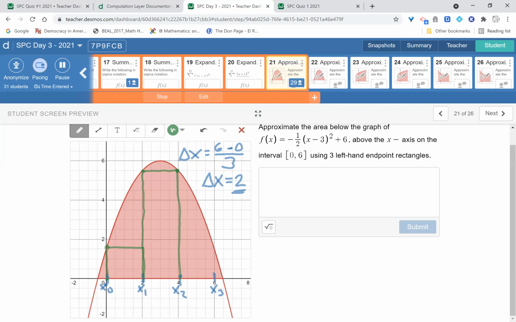Then I'm going to go to my next subinterval from x sub 2 to x sub 3, and go to the left-hand endpoint, x sub 2. I'm going to trace it up, and it happens to be at the same height. That's okay. I'm going to draw this over to the right until I hit the next endpoint, which is x sub 3, and then I'll complete my rectangle. Those are the 3 rectangles I'm going to use to approximate the area.